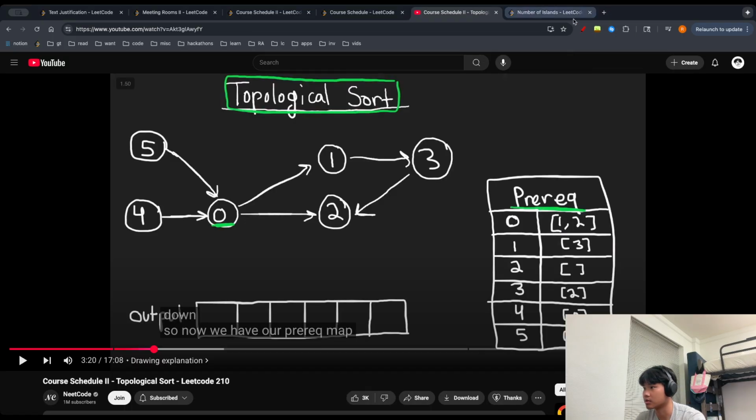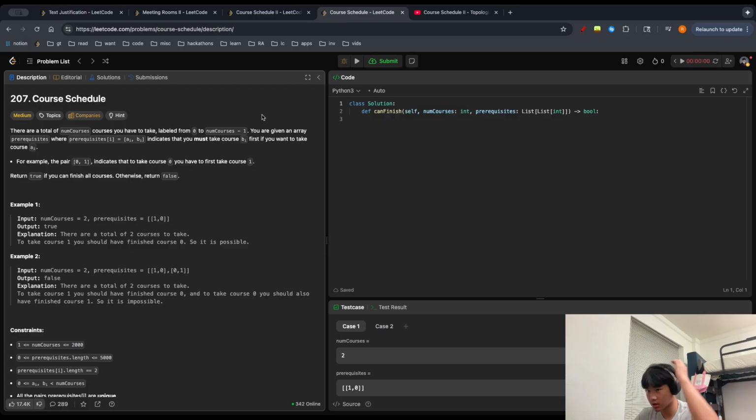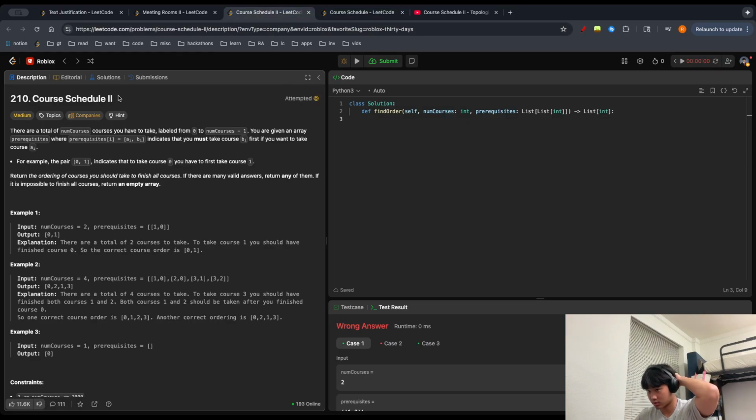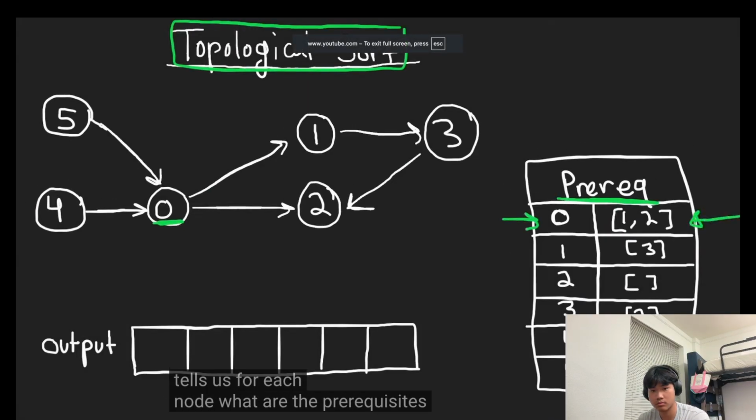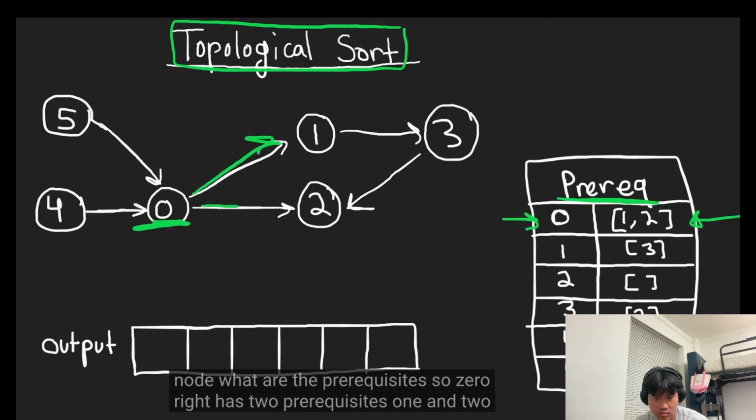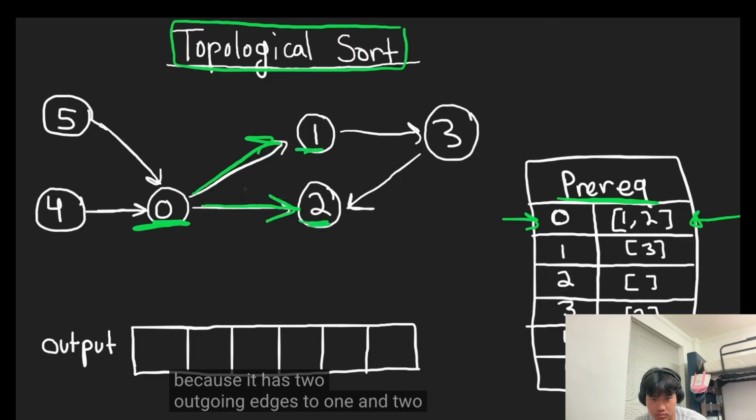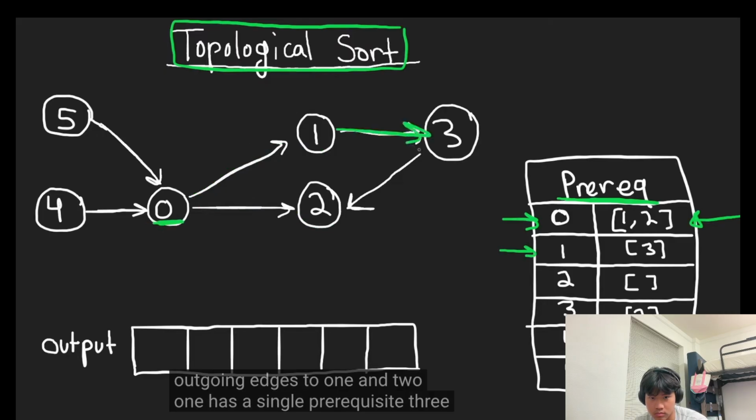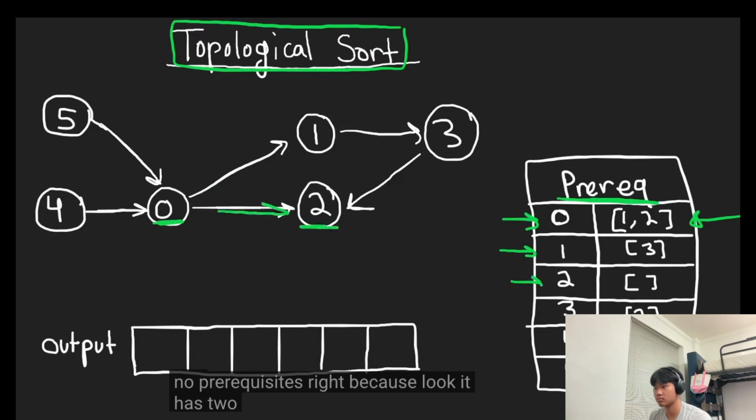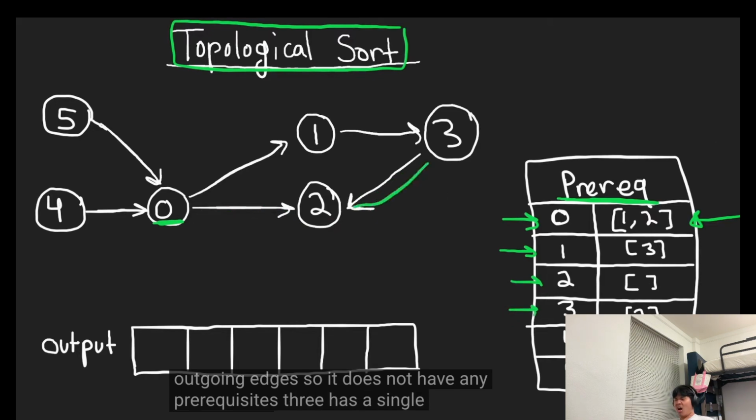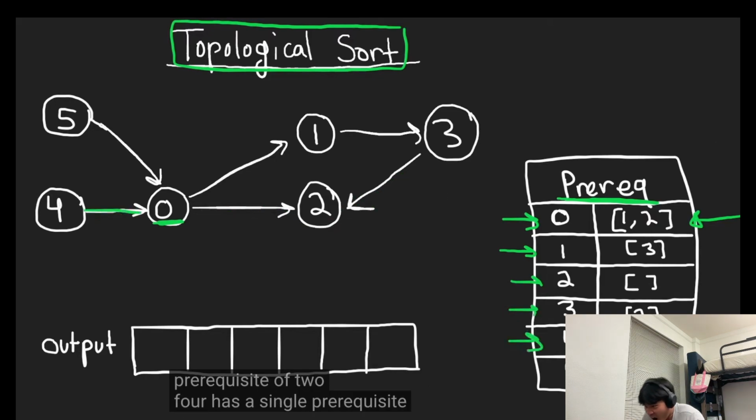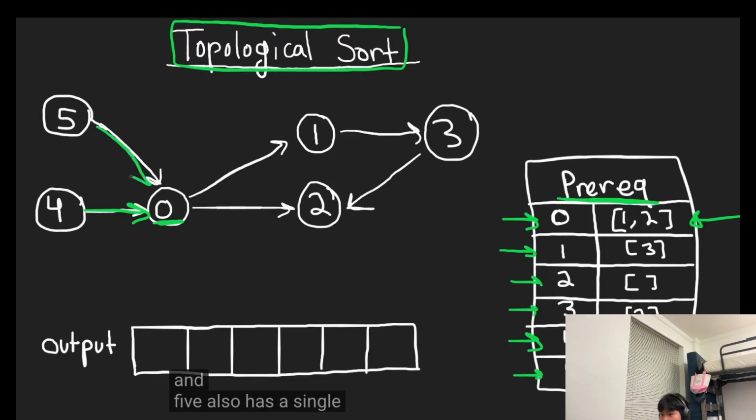Okay, now I can get to course 2. Map, right? It tells us for each node what are the prerequisites. So 0, right, has 2 prerequisites, 1 and 2, because it has 2 outgoing edges to 1 and 2. 1 has a single prerequisite, 3. 2 has no prerequisites, right? Because look, it has 2 incoming edges, but it does not have any outgoing edges, so it does not have any prerequisites. 3 has a single prerequisite of 2. 4 has a single prerequisite of 0, and 5 also has a single prerequisite of 0.